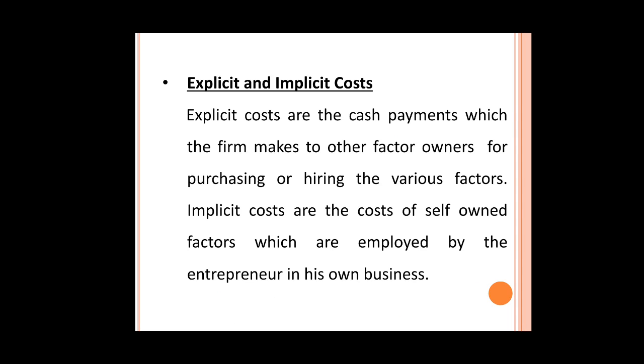For example, a businessman utilizes his service in his own business, leaving his job as a manager in some other company. Thus, he forgoes his salary as a manager. This loss of salary becomes an implicit cost of his own business. Implicit costs are also known as imputed costs, which are important for the calculation of profit and loss account.